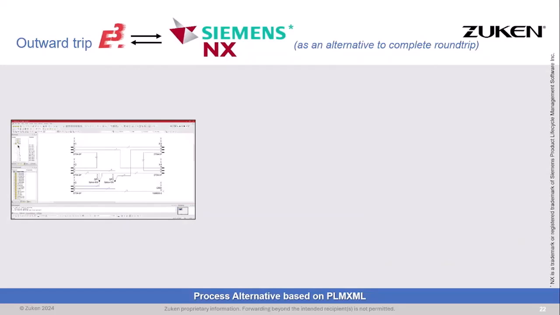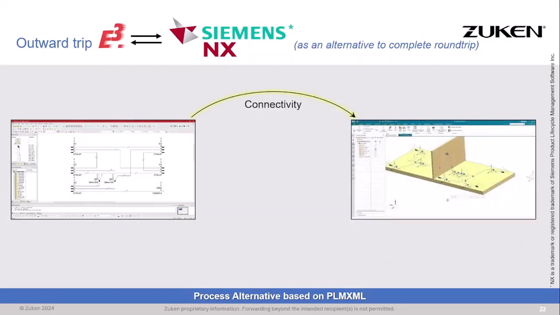So outward trip as an alternative to the complete round trip. Connectivity goes out, and then the wire length comes back in. Okay, and again, that's the same with the PLM XML. We were to read the data rather than JT with the PLM XML.